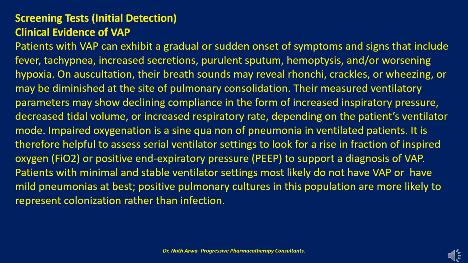Next we will discuss screening tests, initial detection. Let's begin with clinical evidence of ventilator-associated pneumonia. Patients with ventilator-associated pneumonia can exhibit a gradual or sudden onset of symptoms and signs that include fever, tachypnea, increased secretions, purulent sputum, hemoptysis, and/or worsening hypoxia.